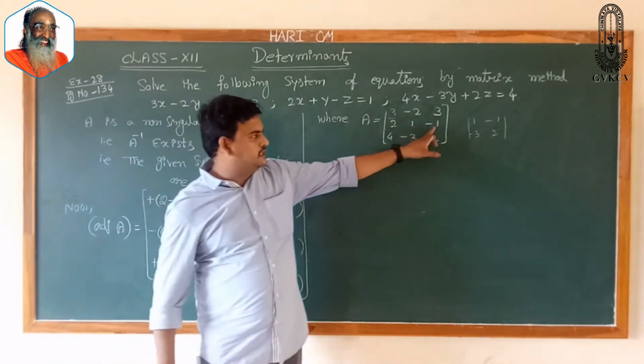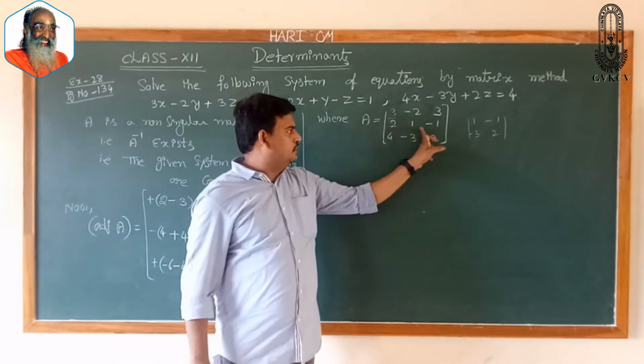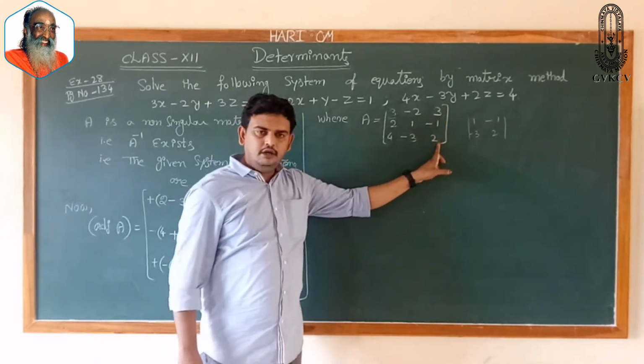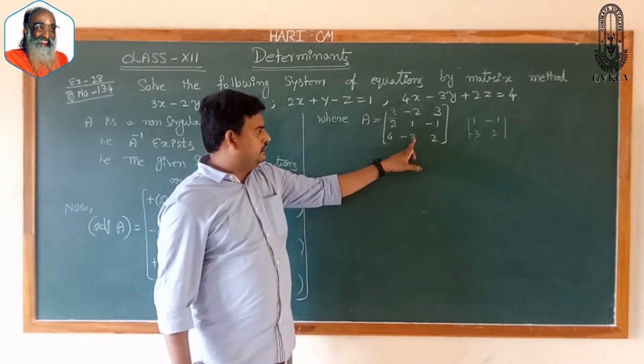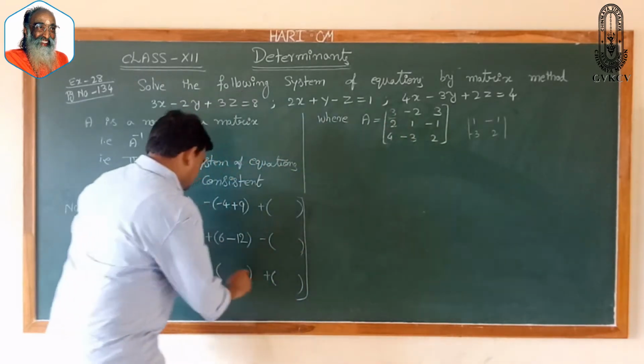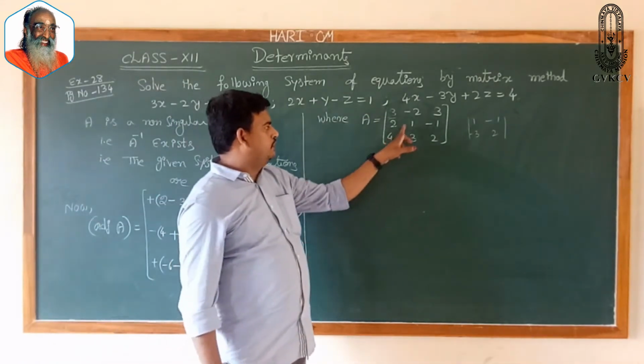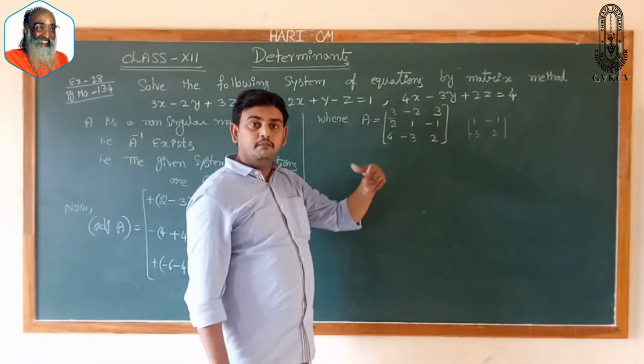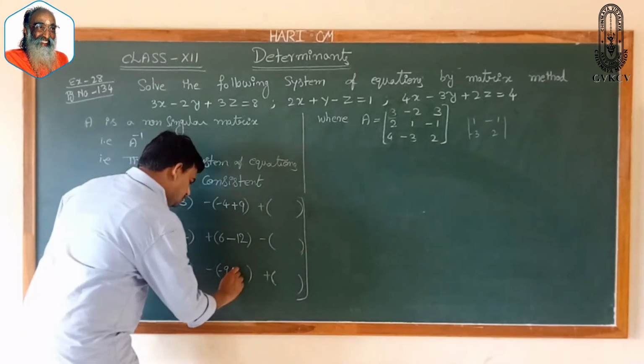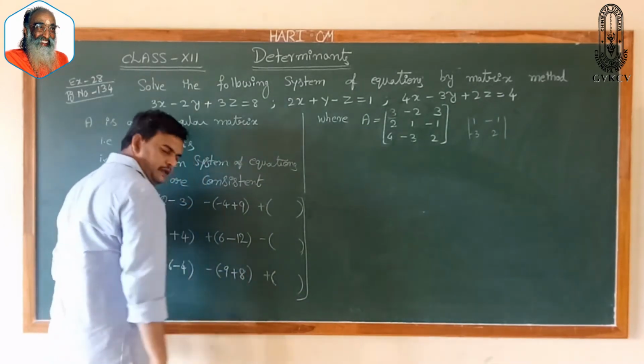Now talking about minus 1. Leaving the corresponding row, leaving the corresponding column, 3 into minus 3, minus 9. Minus 4 into minus 2, minus 8. So minus of minus becomes plus 8.